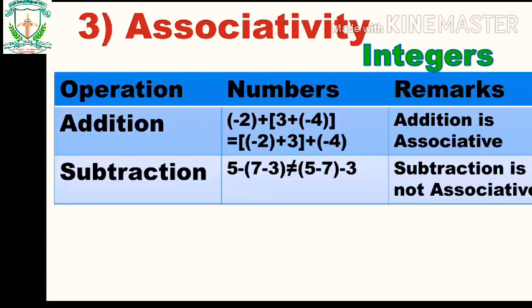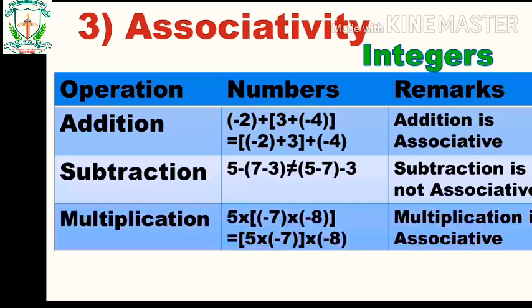Again in RHS, in the bracket 5 minus 7 is equal to minus 2. Minus 2 minus 3 we are going to get as minus 5. LHS is 1 and RHS is minus 5. We are getting different results. So the associative property does not hold good in case of subtraction, or we can say subtraction is not associative. Again let's try for multiplication.